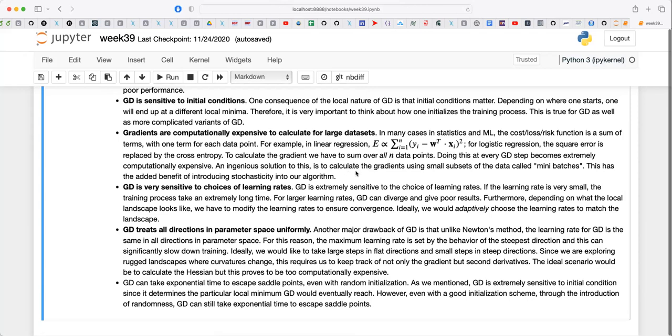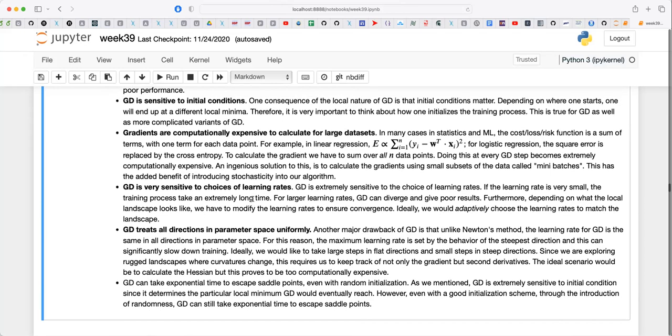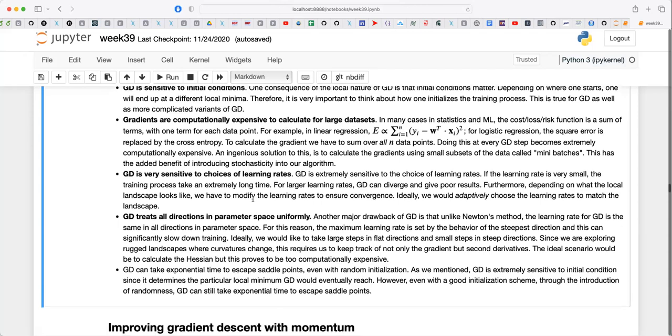An ingenious solution to that is to calculate the gradients using small subsets of the data called mini batches. And this is what leads to stochastic gradient descent, which we will come back to pretty soon. It's very sensitive to choices of learning rates. So it's not only initial conditions, but it's also the learning rates. As you saw, these specific cases which we played around with could give us a poor result if we had a too small value or too large value.